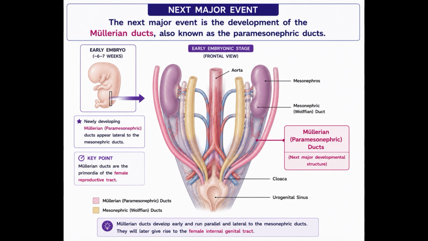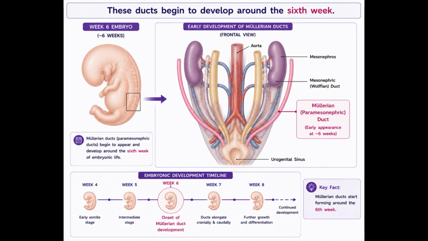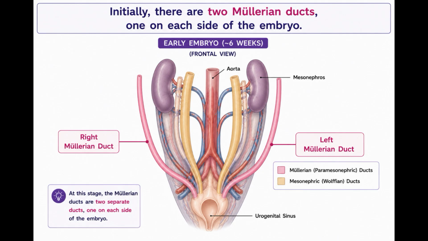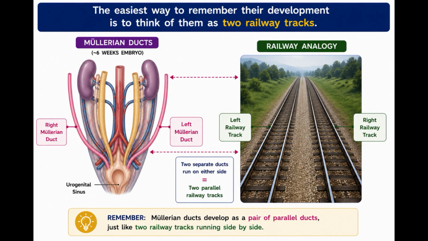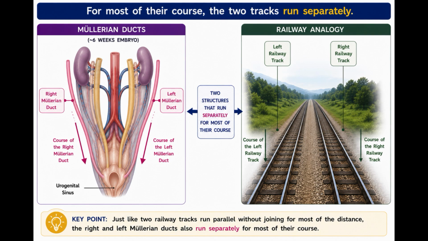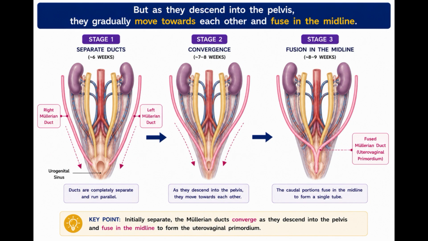The next major event is the development of the Müllerian ducts, also known as the paramesonephric ducts. These ducts begin to develop around the 6th week. Initially, there are 2 Müllerian ducts, one on each side of the embryo. The easiest way to remember their development is to think of them as 2 railway tracks. For most of their course, the 2 tracks run separately, but as they descend into the pelvis, they gradually move towards each other and fuse in the midline.